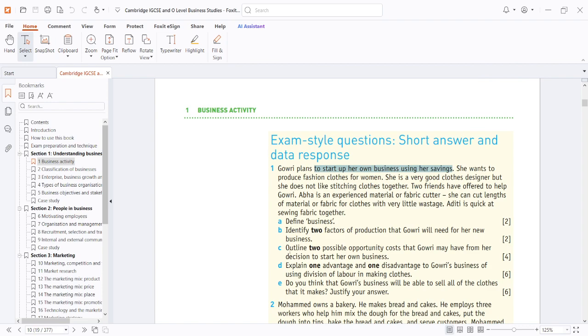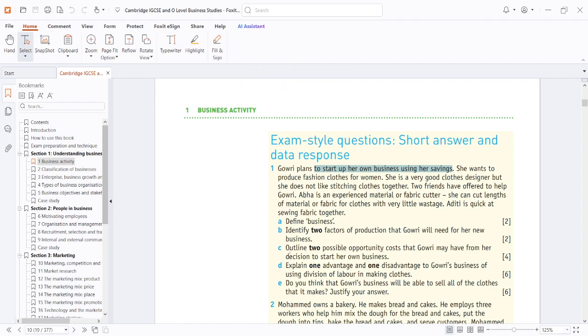Okay, so for C, outline two possible opportunity costs that Gauri may have from her decision to start her own business. I'll let you have a go at this yourself. Let's see. Very little wastage. Quick at sewing fabric together. All right, let's go to question D.